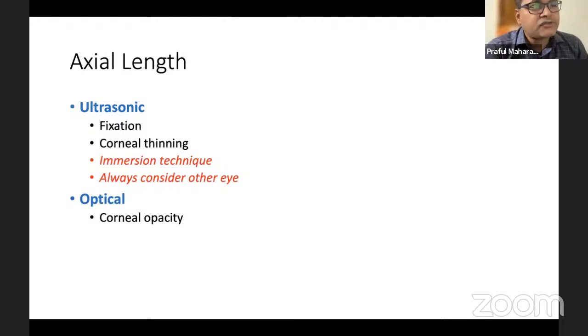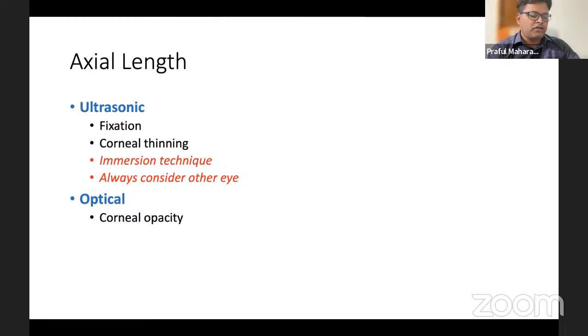But there are some issues with ultrasonic axial length measurement when there is associated corneal opacity. First is patient fixation. If you have done the axial length measurement in ultrasonic, you must have seen the examiner shows a thumb and then asks the patient to fix on that. But when somebody is having cataract as well as corneal opacity, it is nearly impossible for the patient to fix on it. Okay, so the axis that you are measuring may not be the exact axial length of the patient's eye.